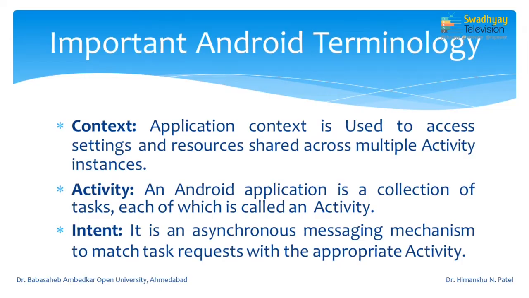So, whatever number of tasks you want to perform, you have to create that many activities, and for each activity you have to specify a Java file. Intent is an asynchronous messaging mechanism to match a task requested with the appropriate activity. Suppose one activity wants to send a message to another activity. For example, consider a game application. Whenever a player achieves a high score, it must be highlighted by the high score activity. So, the play activity sends this high score to the high score display activity, and then it can be displayed there. Exchange data between two applications.